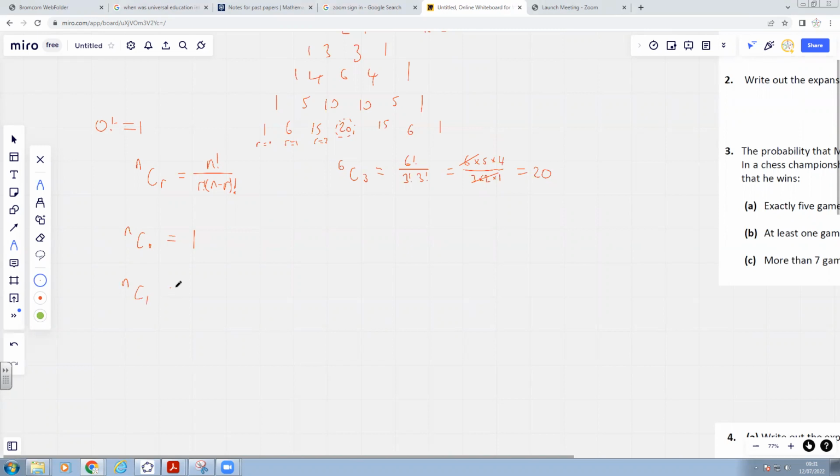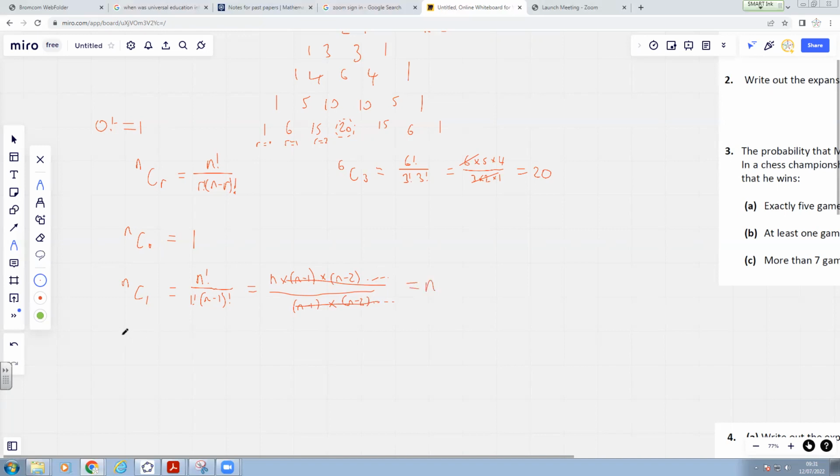n choose 1 will give you n, and that's because you just get the natural numbers down that diagonal. So you're going to get n factorial over 1 factorial, n minus 1 factorial. Now, why does this end up being n? Well, because n factorial is n times n minus 1 times n minus 2, dot, dot, dot. But n minus 1 factorial is just n minus 1 times n minus 2, dot, dot, dot. So all of those cancel, leaving just n.